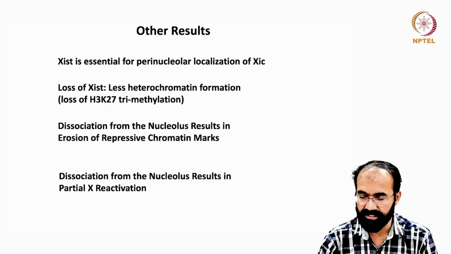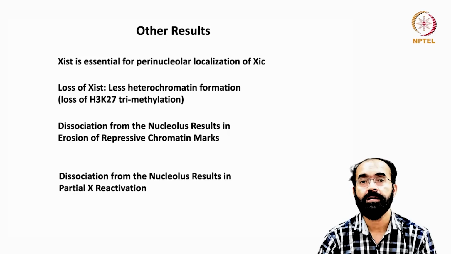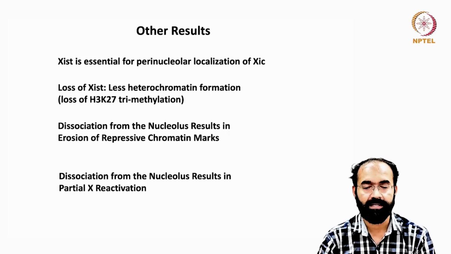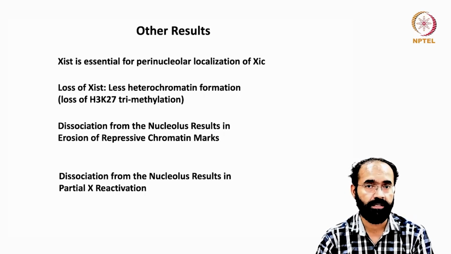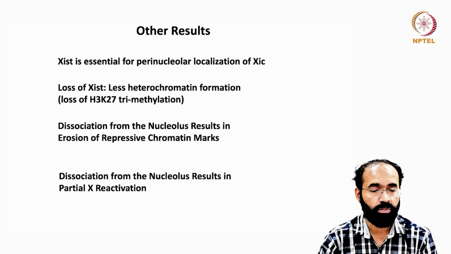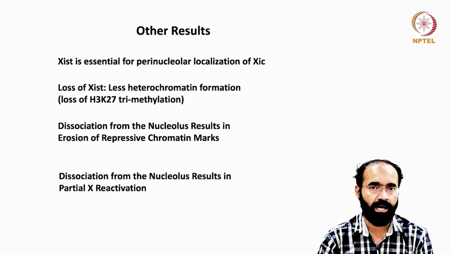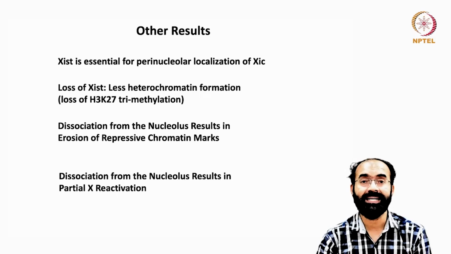So let us see other supporting results. Xist is essential for perinucleolar localization of the X inactivation center. Loss of Xist means less heterochromatin formation, meaning you will not have H3K27 trimethylation effectively. So it indicates that the guide, or the inspiring force, of the X inactivation center is Xist itself. Dissociation from the nucleolus results in the erosion of repressive chromatin marks. Researchers have shown that if the inactive X chromosome is not allowed to interact with the nucleolus, then maintenance becomes difficult.